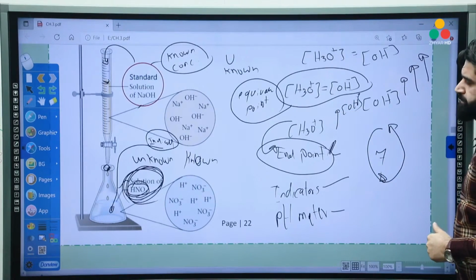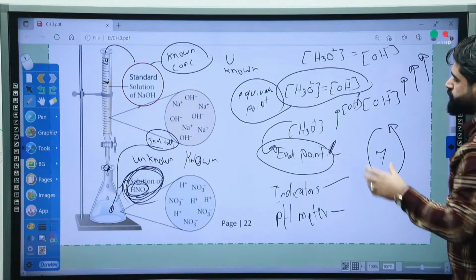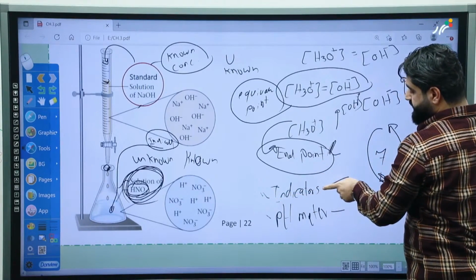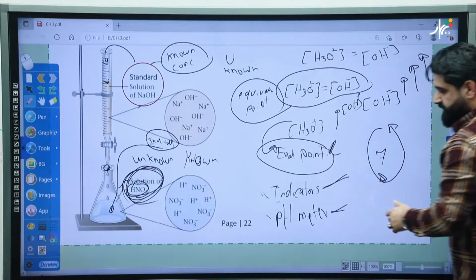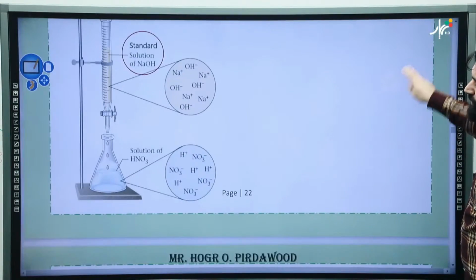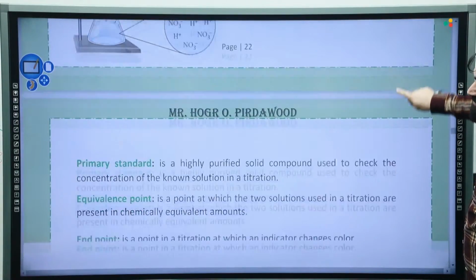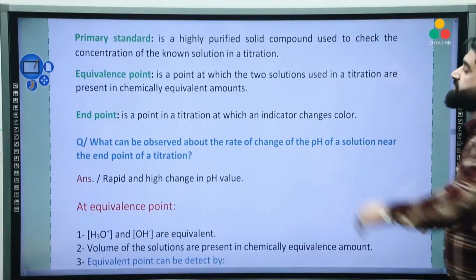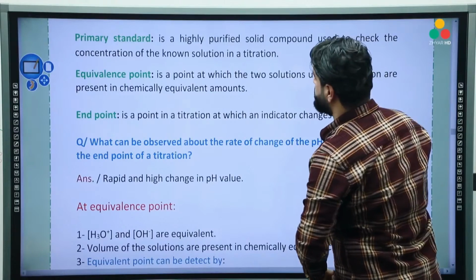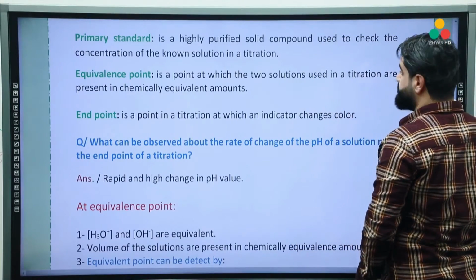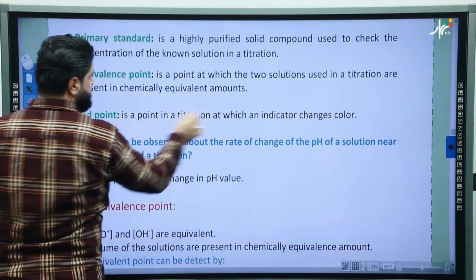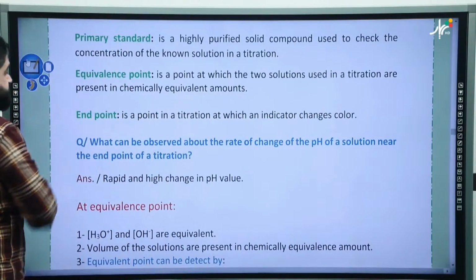So how many options do we have to detect the end point? Indicators and pH meter. With indicators, the color will change. With the pH meter, there will be a very rapid big change of pH value. So that was the titration process. Equivalence point is the point at which the two solutions used in a titration are in chemically equivalent amounts. It's the aim of titration. Okay, my dear students, don't forget its aim of the titration process.